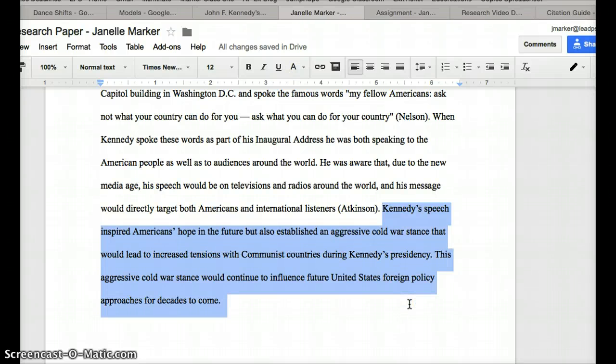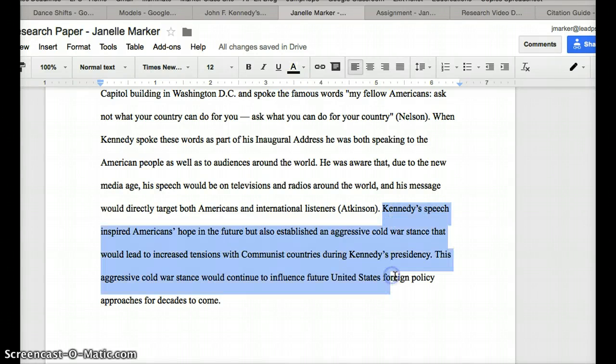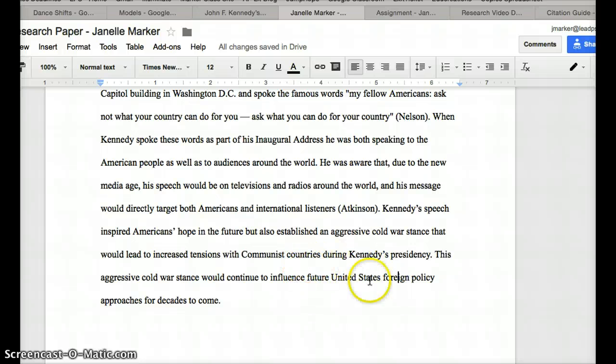And so for some research papers, depending on your writing, you may have an original idea, and this thesis statement might actually be your own thinking. After you've done all this research, you might have come up with some original thought. For many of you, and this is also the case for my paper, these are not my original thoughts. Like, I have researched what the impacts of Kennedy's speech were, and I read from a couple sources that he established this aggressive Cold War stance.